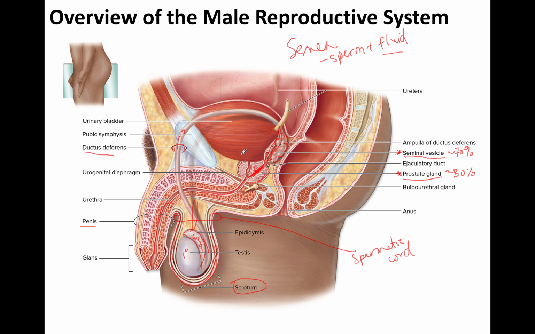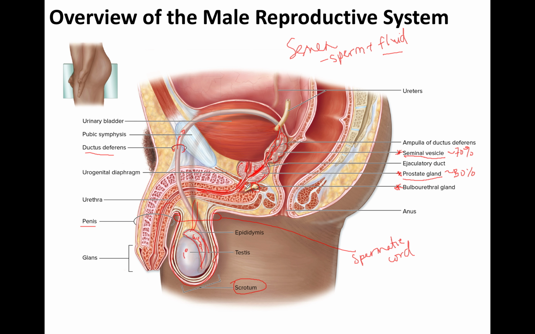The second part is the membranous urethra, which is right here, roughly where the body wall is. And the third is the spongy urethra, which actually is the tube that is within the erectile tissue of the penis.